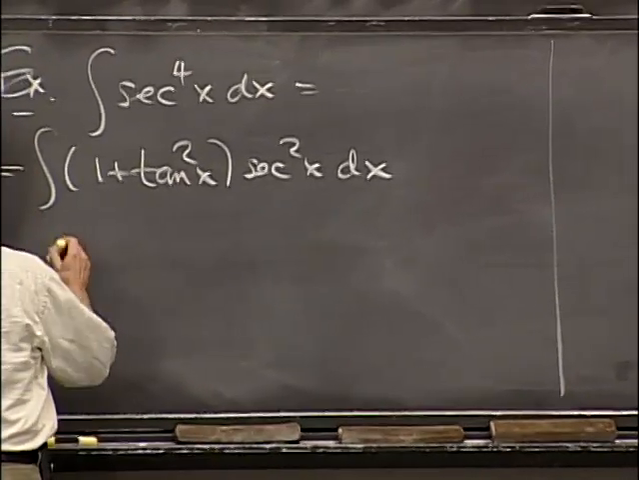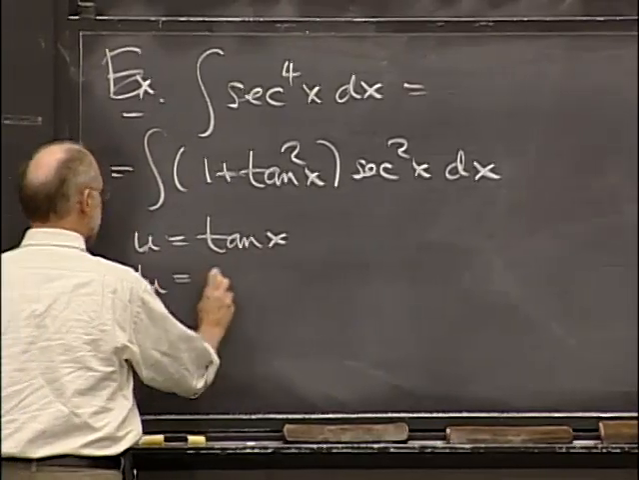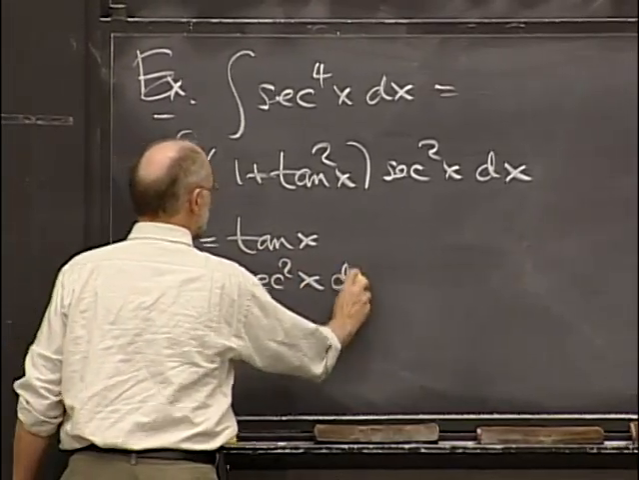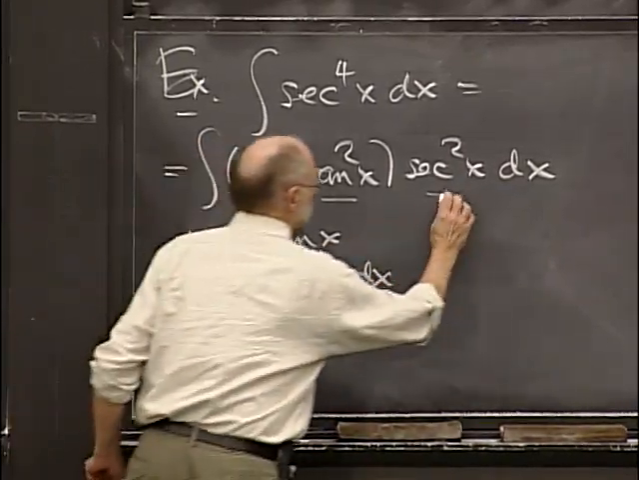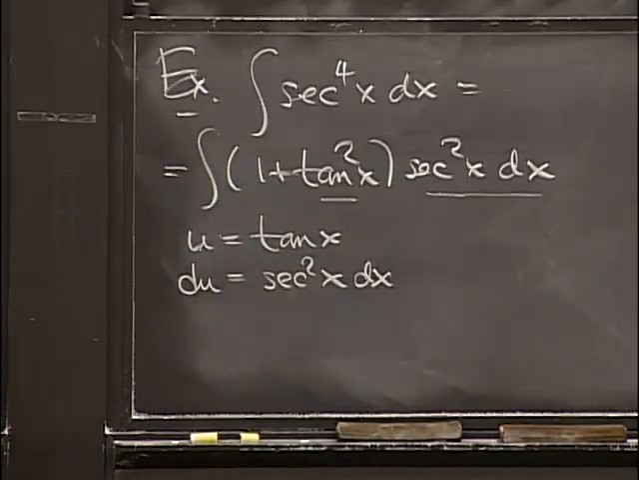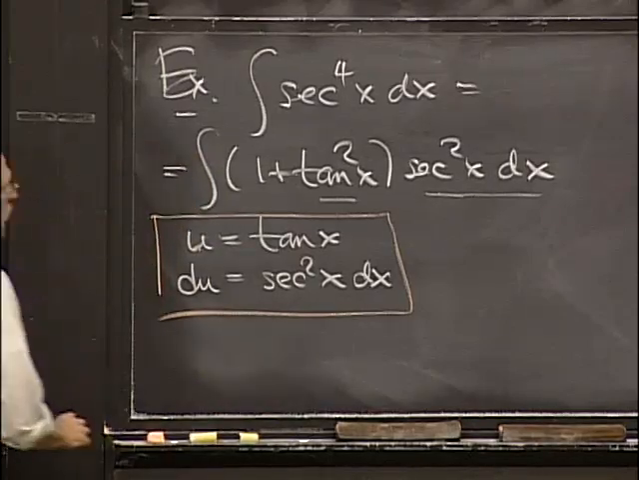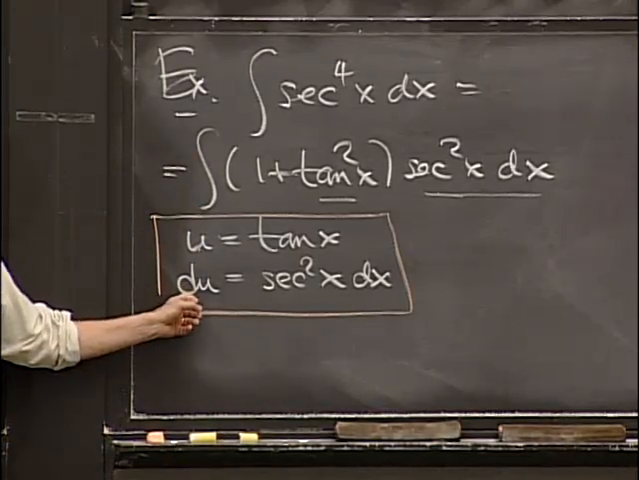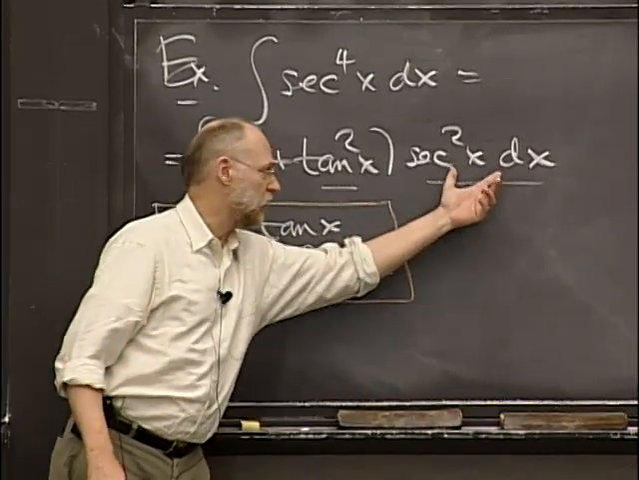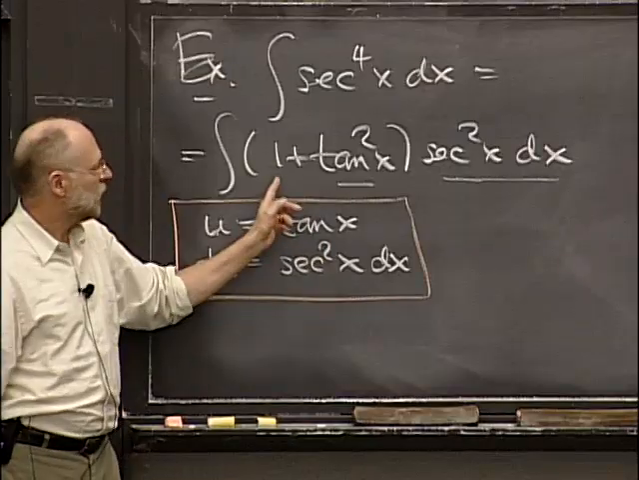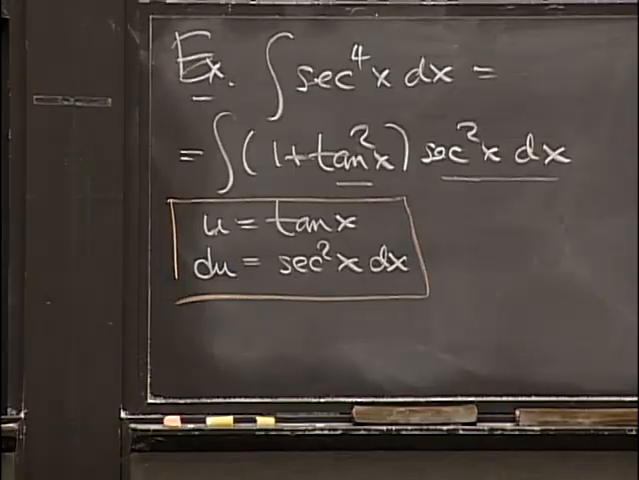Namely, let's let u be the tangent of x, so that du is secant squared of x dx, and I have both terms that occur in my integral sitting there very nicely. So the possibility of making this substitution and seeing a secant squared appear as part of the differential here, that's why it was a good idea for me to take 2 of the secants and write them as 1 plus tangent squared.